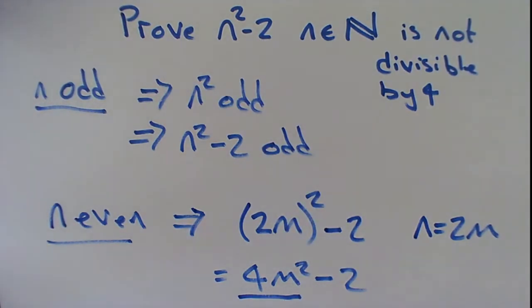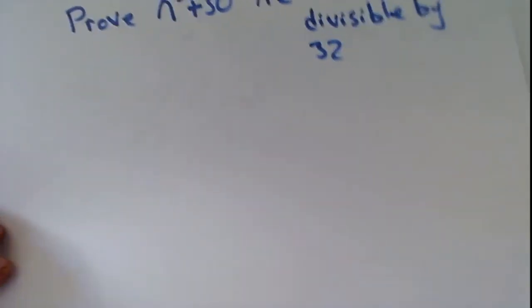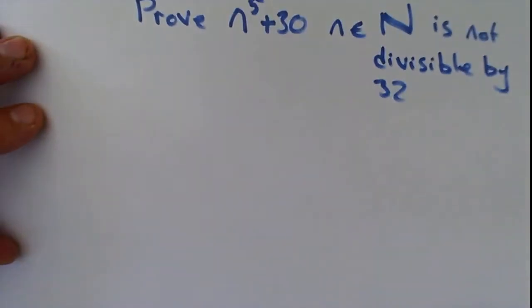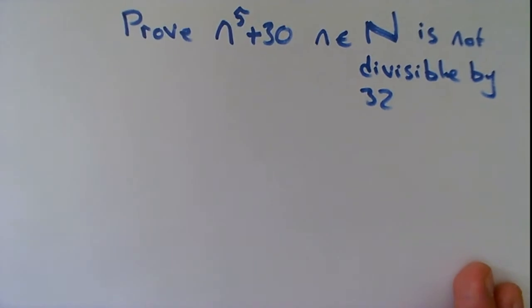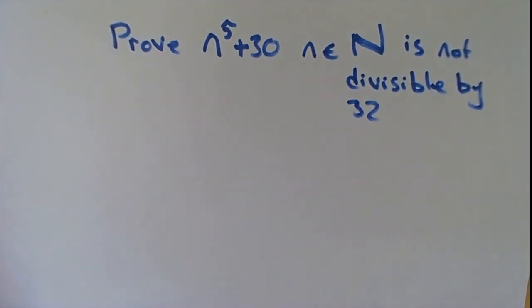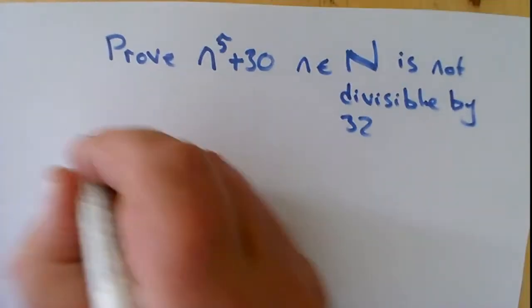Just see if you can do the same thing with something similar. So maybe pause the video and have a go at this one. We've got prove that n to the 5 plus 30, where n is a natural number, is not divisible by 32. Okay, let's do this one.